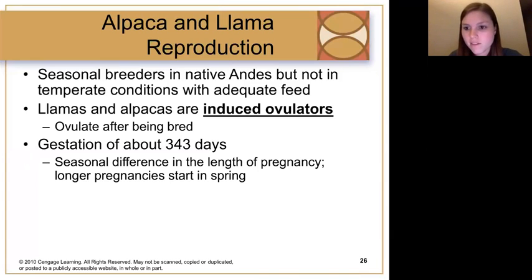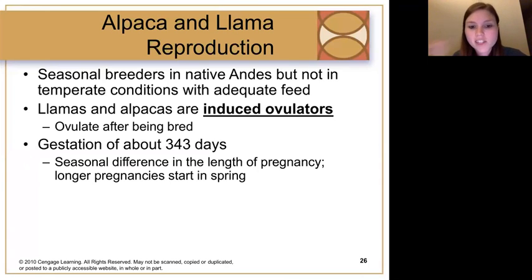Cat. Yeah, exactly. So it's kind of interesting because that's not something that I would exactly think about when I think about llamas and alpacas. I would think of them as being more similar to cattle or something like that. But they're induced ovulators like cats are, which is kind of interesting. So that means that they will ovulate only after they have been bred.